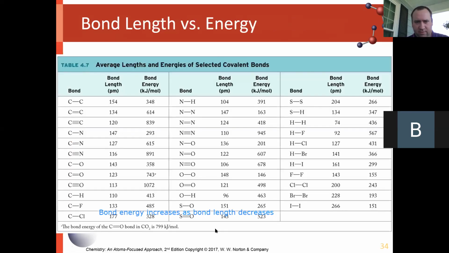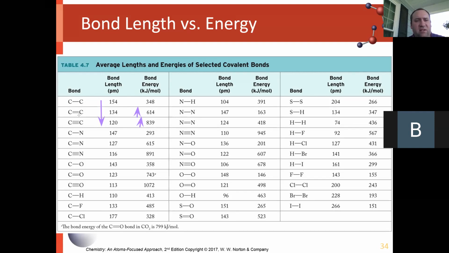And so we see that this is a table of values for a bunch of different bonds, and we can see the impact of bond order. If I go from a carbon-carbon single bond to a double bond to a triple bond, notice that my length is going in a downward direction, and notice that my energy is increasing with the bond order. So the bigger the bond is, the more my bond energy is going up.